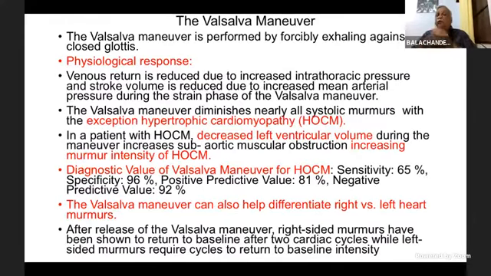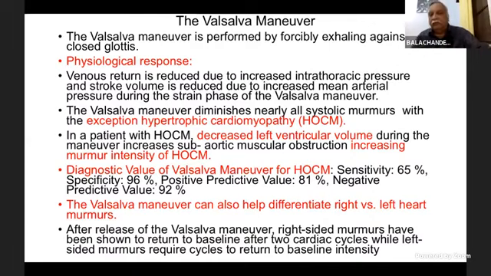Now let us come to the most important part. This will be repeated again and again: the Valsalva maneuver, which is the physiological maneuver to alter the hemodynamics. It can give rise to a lot of things in dynamic auscultation. A lot of questions are asked, especially in HOCM. What is the physiological response of the Valsalva maneuver?